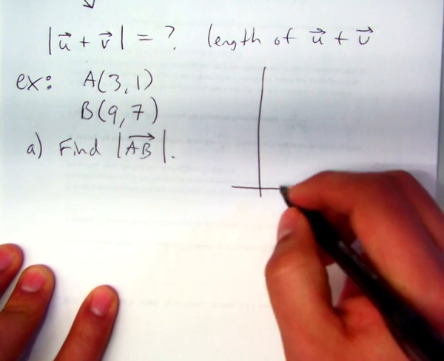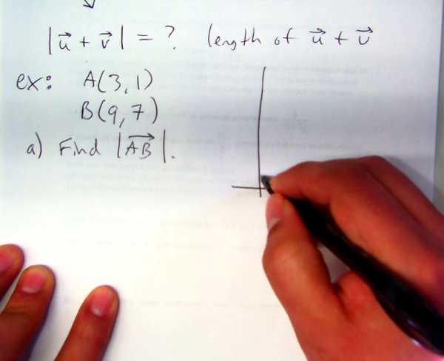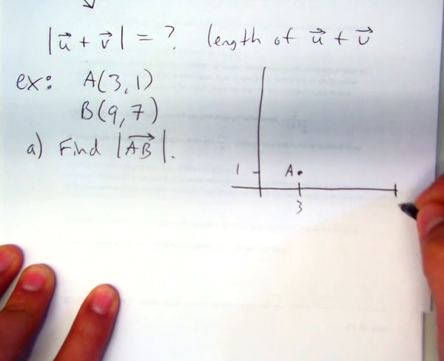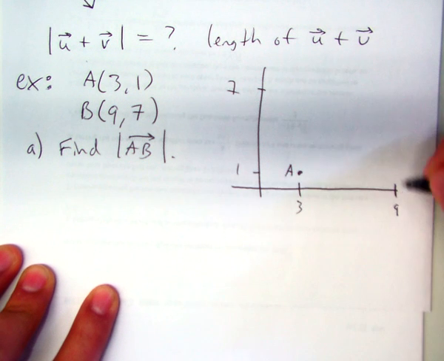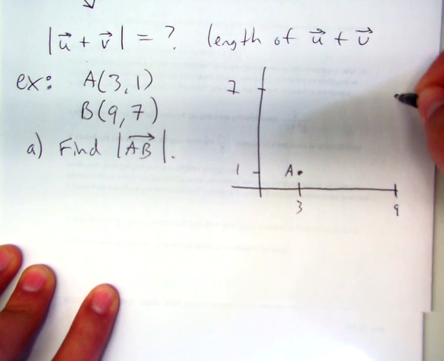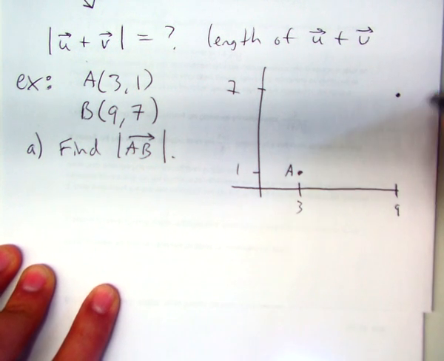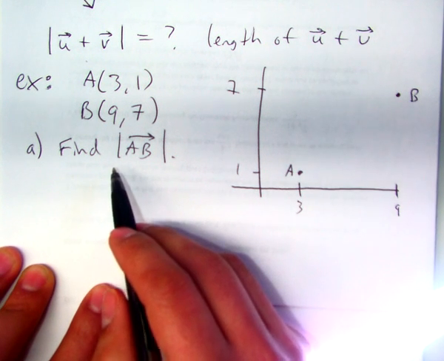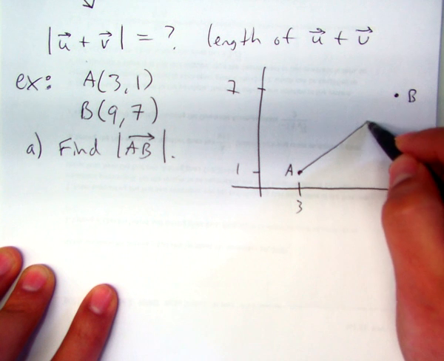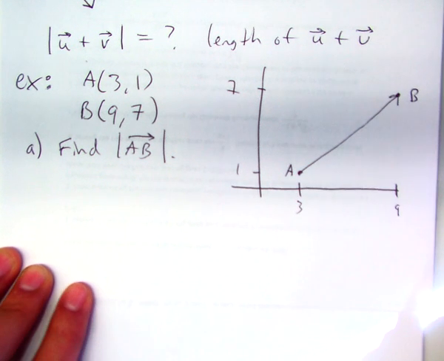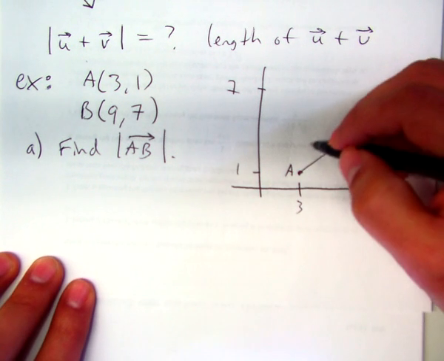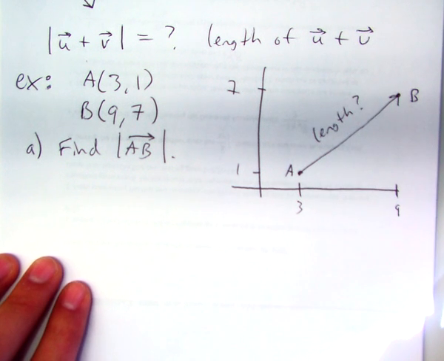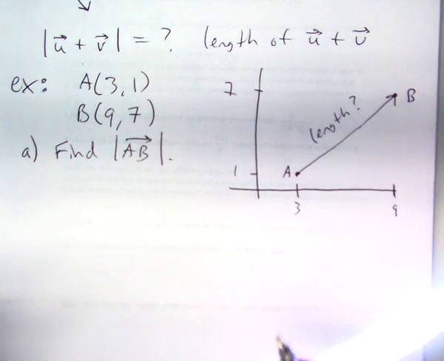So 3, 1, let's say that's here. Here's A. B is at 9, 7. So here's B. Where does this vector start? So it starts at A, ends at B. And all we want to do is find the length, or the magnitude. So what do you think we can do? Pythagorean theorem, distance formula, however you want to do it.